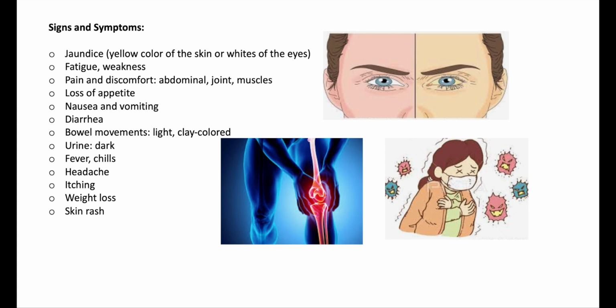Signs and symptoms: jaundice, the yellowing color of the skin or whites of the eyes. You will experience fatigue, weakness, pain and discomfort in the abdominal area, in the joints and muscles, loss of appetite, nausea and vomiting, diarrhea, and light or clay colored bowel movements. Urine is dark. Fever, chills, headache, itching, weight loss, skin rash.